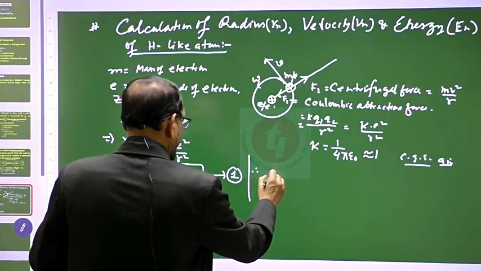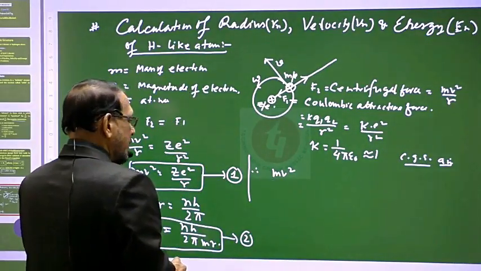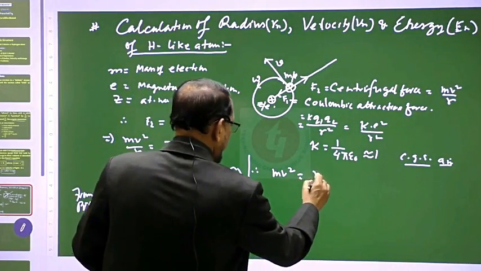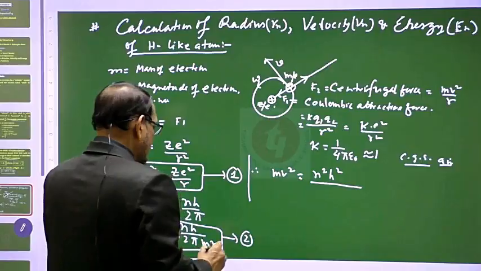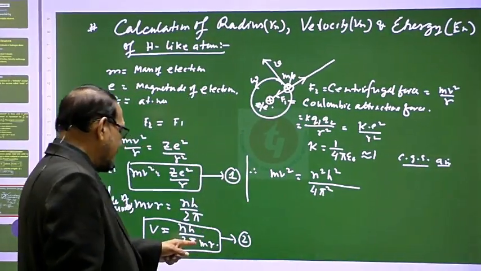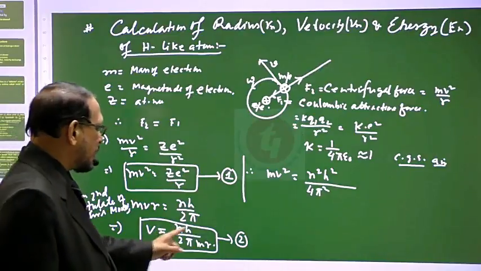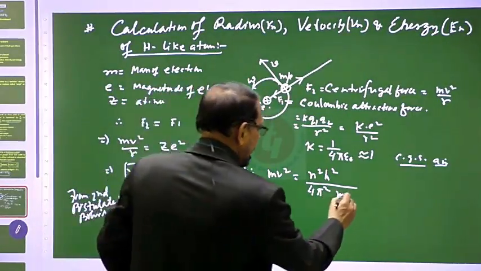Therefore you can write mv square on the left-hand side is equal to n square h square by 4π square m square r square. I will write m because you are already multiplying by m, that will cancel out. That's why I am writing this.